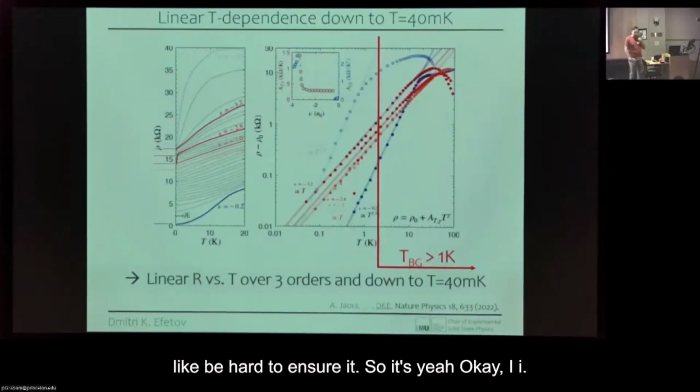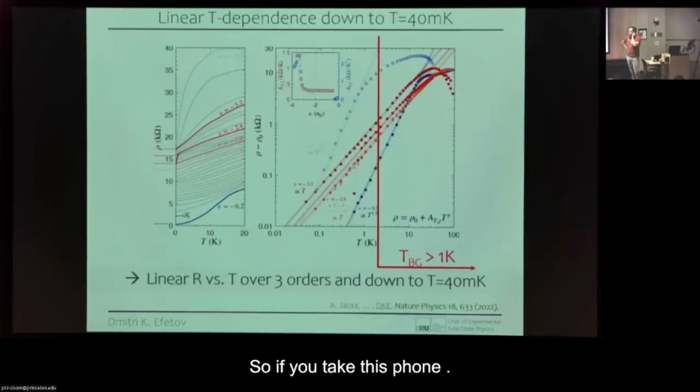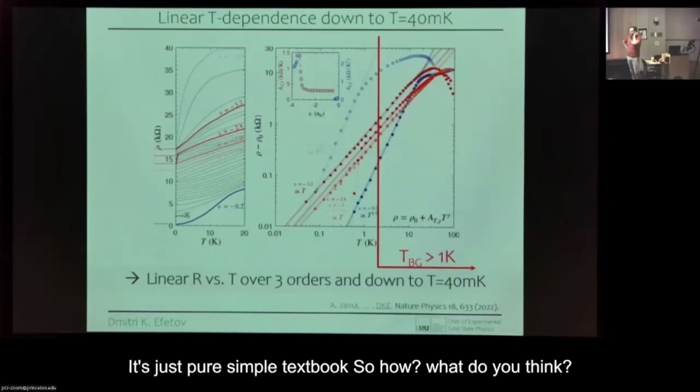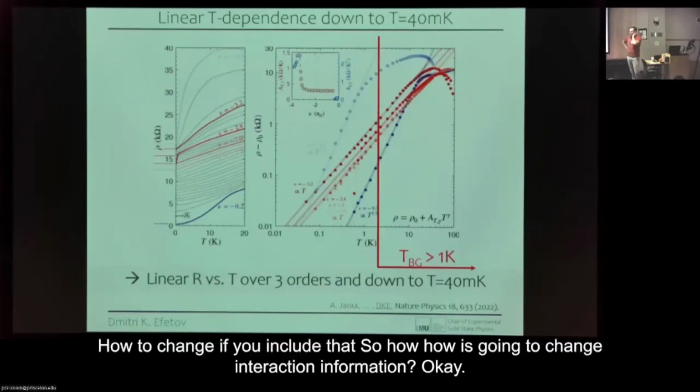I have a question. This picture is interaction and correlation free. If you take this formula of electron-phonon scattering that you took from your thesis, it doesn't include interaction. Yeah, it's just pure simple textbook electron-phonon interaction. So how do you think it will change if you include correlation or interaction?